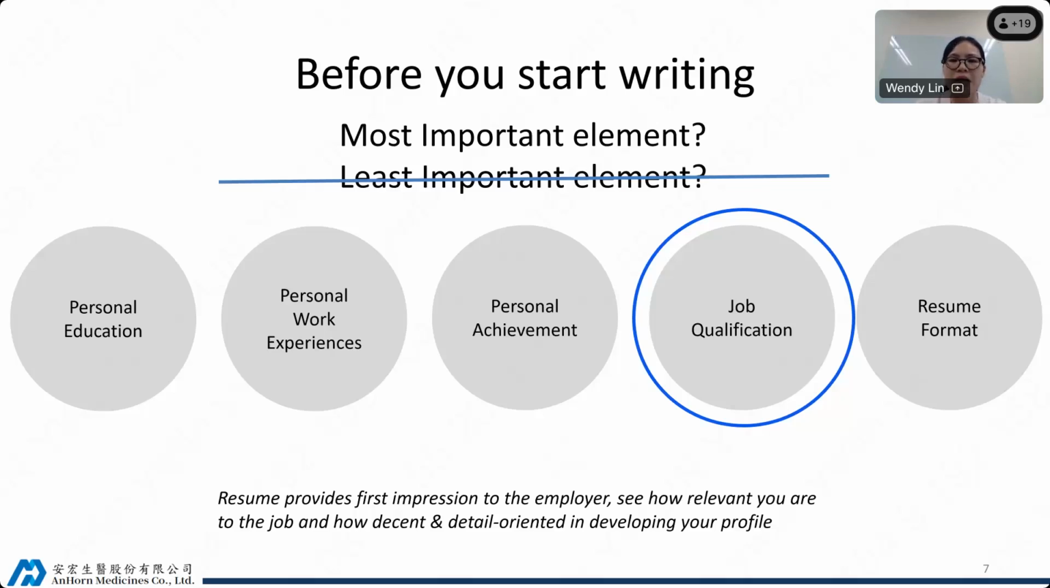And then the other one is about the formatting. When we read the resume, we get to see whether this person is very decent and detailed. I believe most of the managers in the company want a new joiner to be very decent and detailed because that relates to the work quality. So a basic profile, professional language and proofreading provide a good impression to the employer. So I will say, although the education, work experiences, and personal achievements are important, at the end of the day, the qualification is the most important criteria from the hiring perspective.